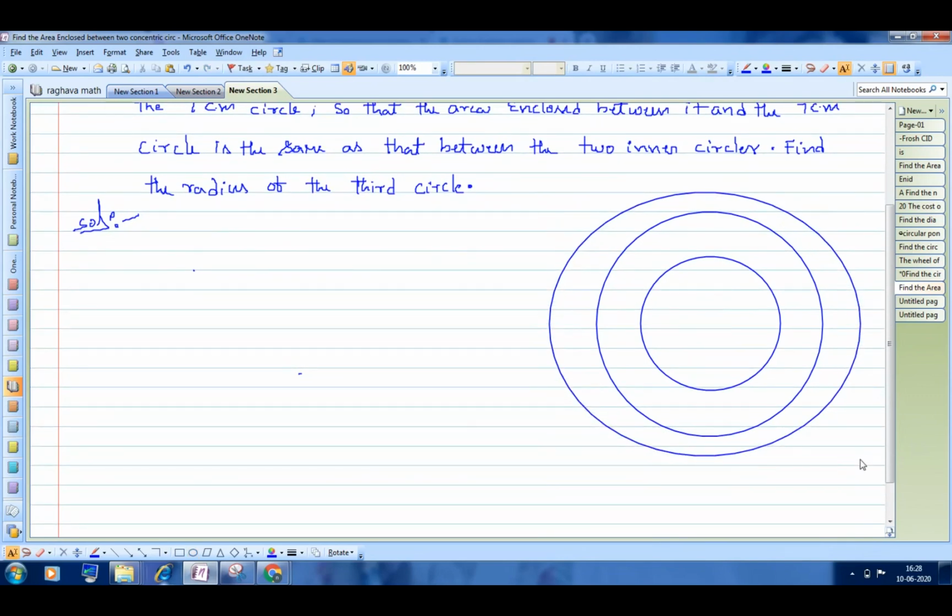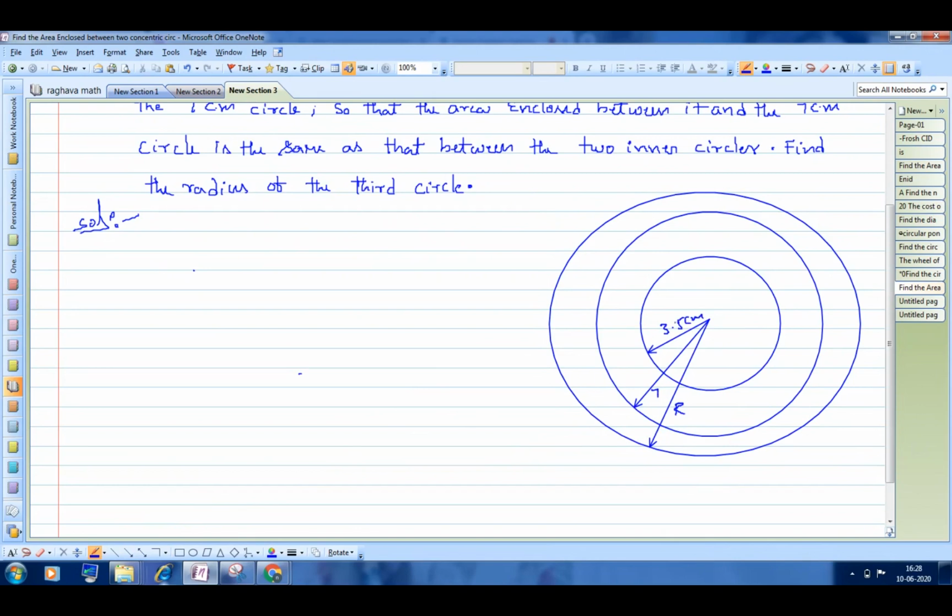See here, three different concentric circles. Suppose this is the first radius, this is the second, and this is the third circle radius from the center, for example. But I don't know the third circle radius, but this is 7 centimeter and the first one is 3.5 centimeter. Correct or not?